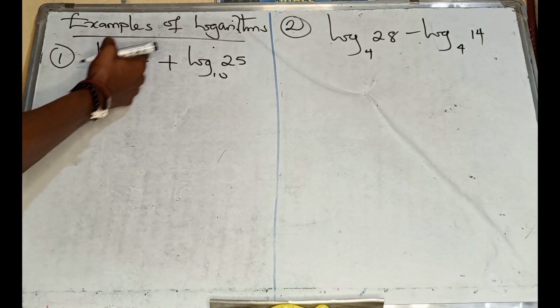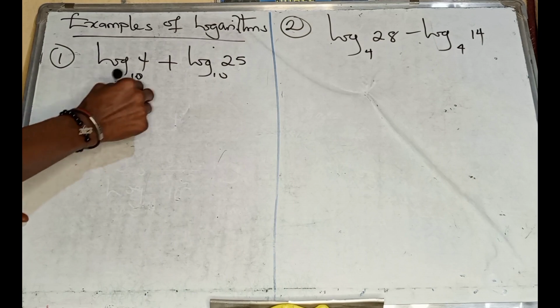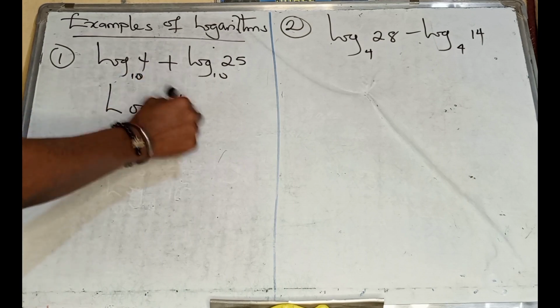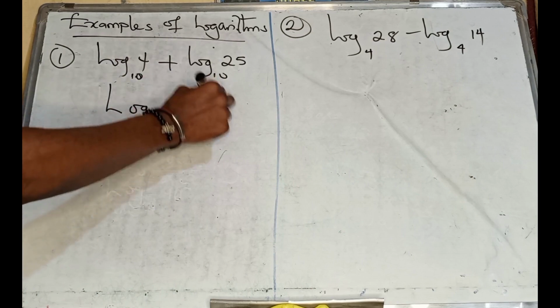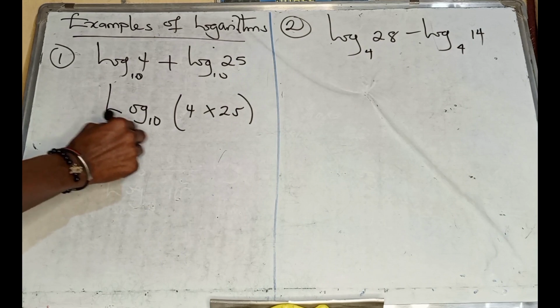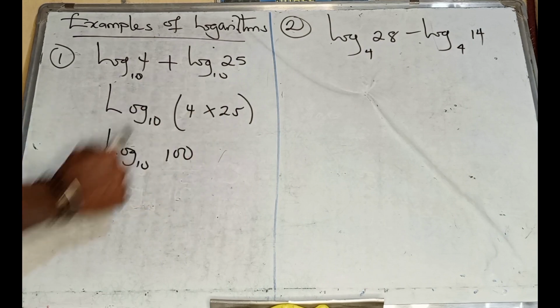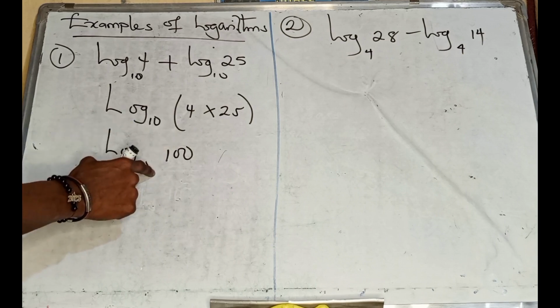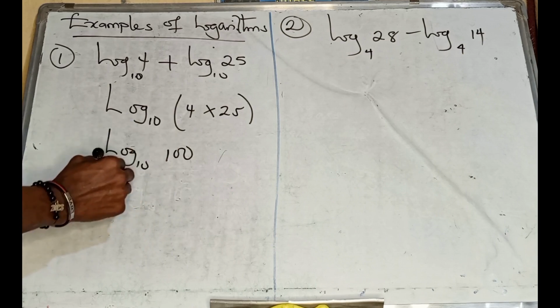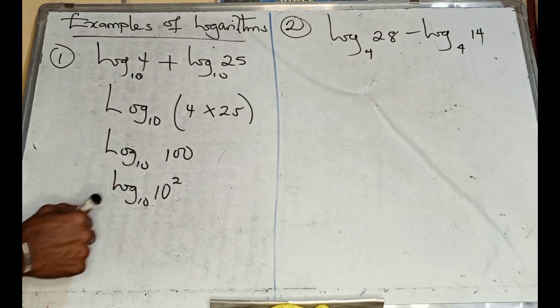This is log 4 to the base of 10 plus log 25 to the base of 10. So in this case, I'm factoring out a single log to the base 10. Then I have 4 multiplied by 25. Now this becomes log to the base 10 of 4 times 25, which is 100. Log 100 to the base of 10. Now this 100 can be written in this form as log of 10 squared to the base of 10.